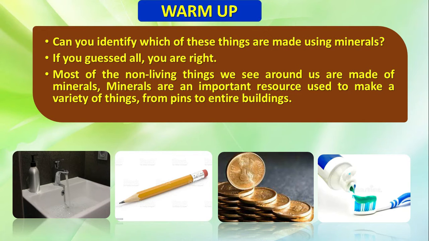The first one is the chalk, the second one is the pencil, the third one is coins, and the fourth one is a brush. So these are all things we are using in our day-to-day life that are made from some type of mineral, right? Okay.